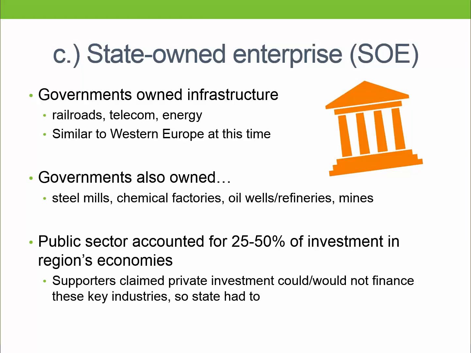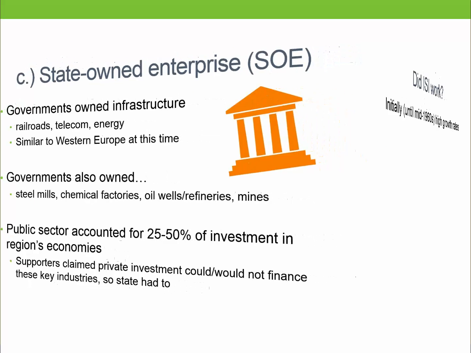Supporters claim that, hey, you had to do this. The state needed to be investing because private investment was not going to finance these key industries. Again, you might need to temporarily distort trade in order to promote development in key sectors. This is sort of the heart of infant industry protection and industrial policy. So did it work?